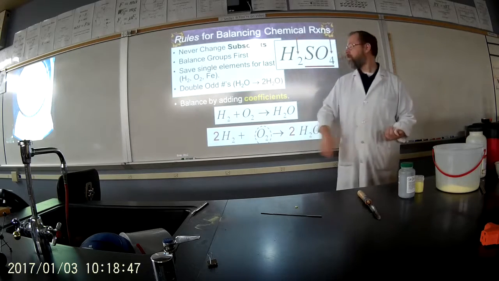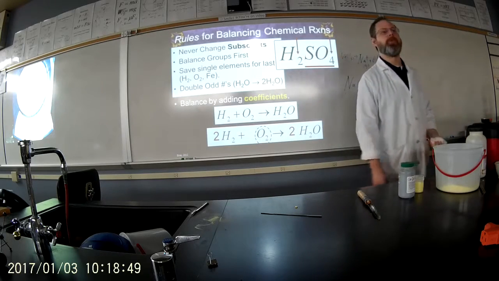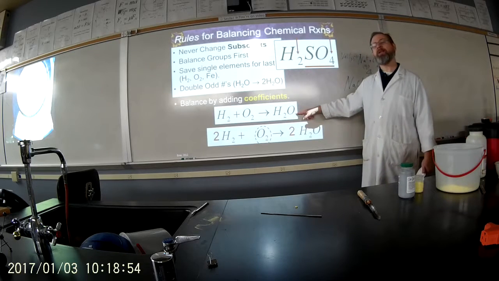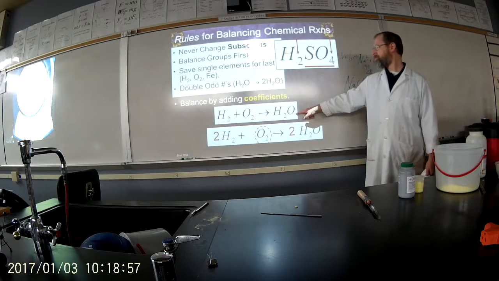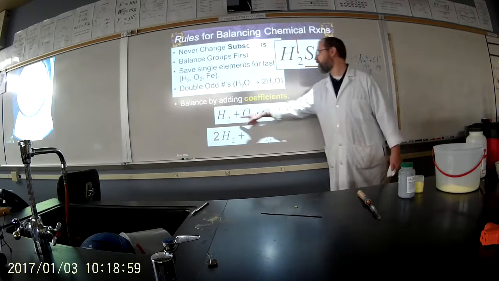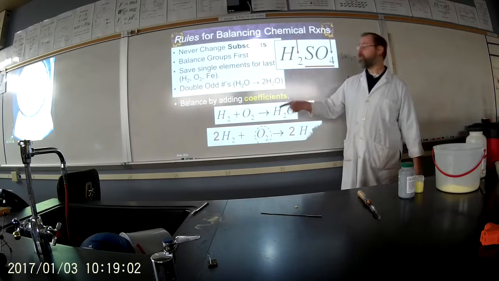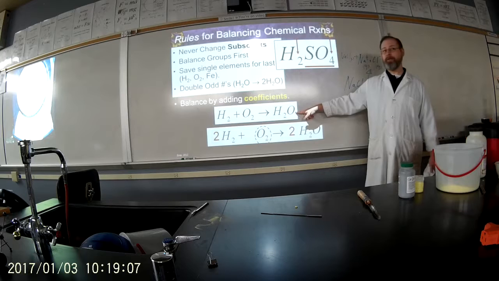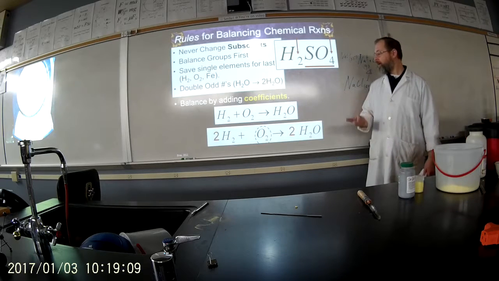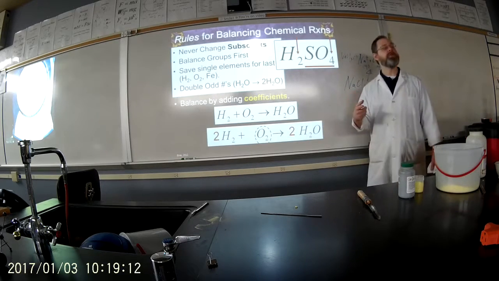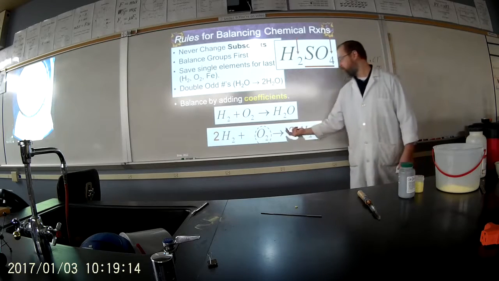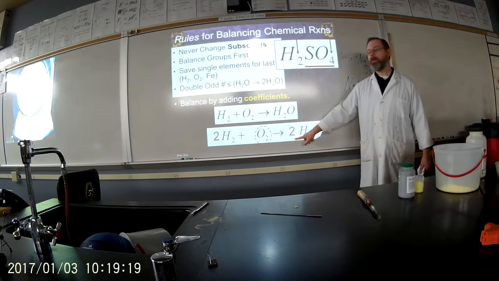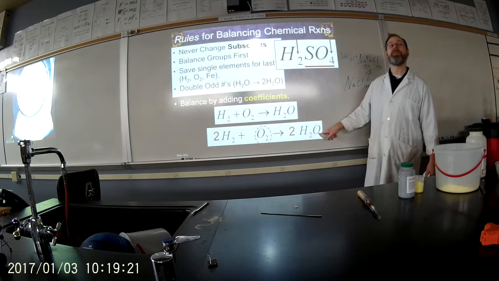Anyway, when hydrogen reacts with oxygen, it makes water molecules. But this is not balanced. Why is it not balanced? Yeah. There's the same number of hydrogens, two hydrogens, two hydrogens. But oxygen, there are two oxygens on the left, but only one on the right. It's not balanced. However, if we wanted to balance it, we would add coefficients, whole numbers in front of the compounds. I would put a 2 in front of my water molecule, giving me two oxygens, and balancing the oxygen.